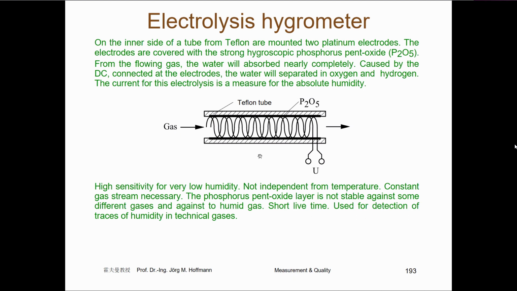humidity. When you have a gas where you want to know that there is nearly nothing of humidity in it, then you can use this electrolysis hygrometer, but yeah, it's only for traces of humidity in gas.